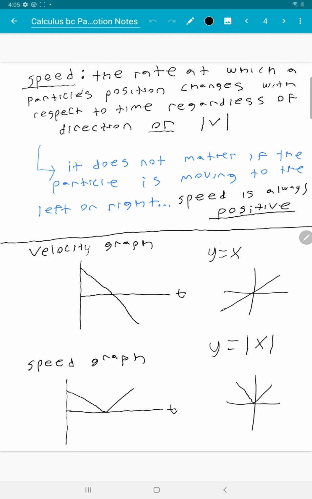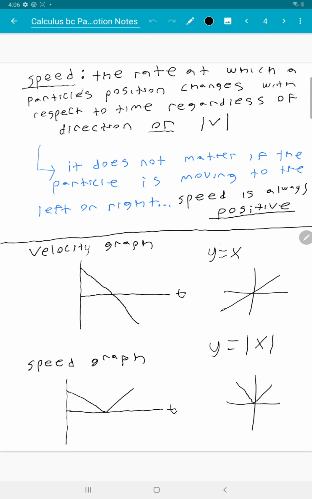So if we're thinking about this, if we're saying when velocity becomes negative, that's when you're reversing in your car. Speed is saying, oh, it doesn't matter if I'm reversing in my car. Speed will always be positive. So the faster you're reversing in your car, the more negative velocity will be. But with speed, the faster you're reversing in your car, the more positive speed will be.